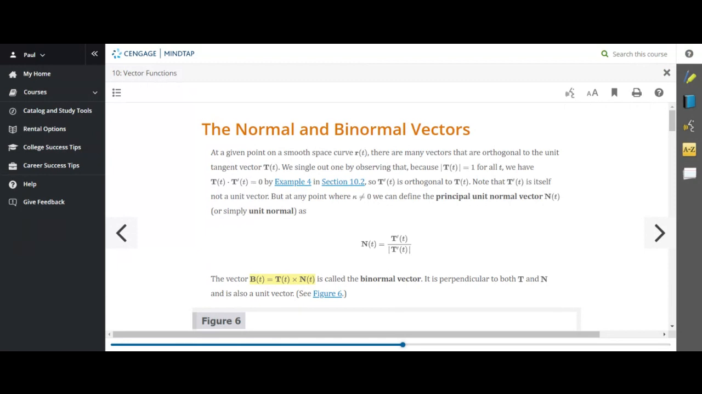What I want to talk about now is a topic in section 10.3 dealing with what are called normal and binormal vectors. Okay, topics relating to that.